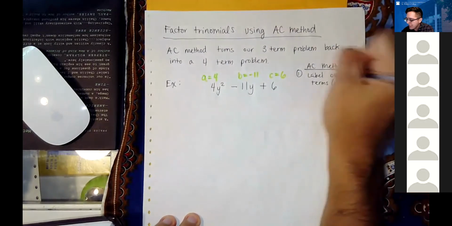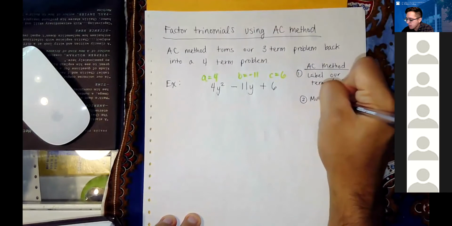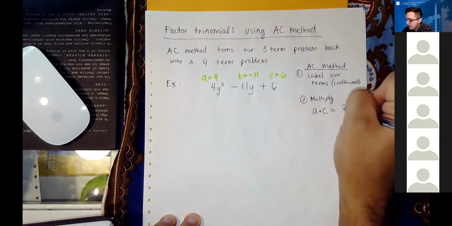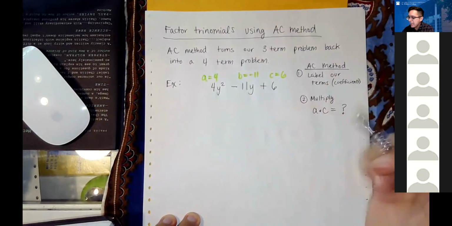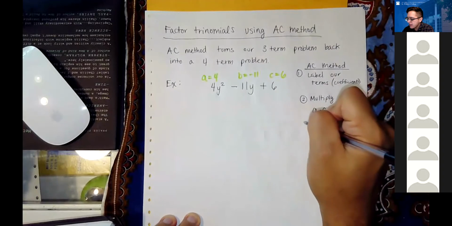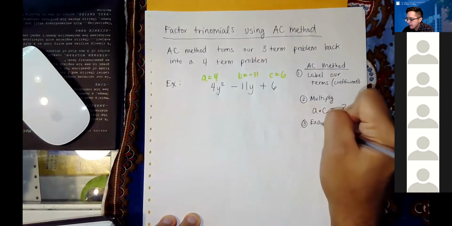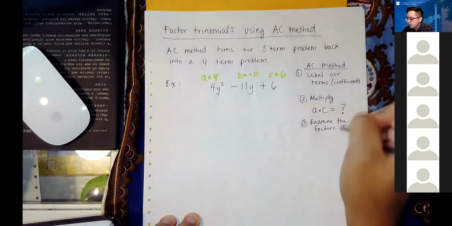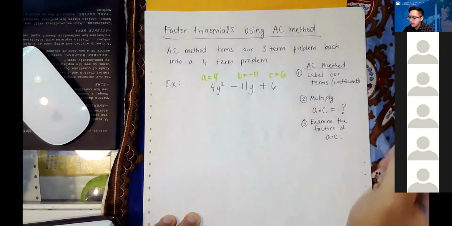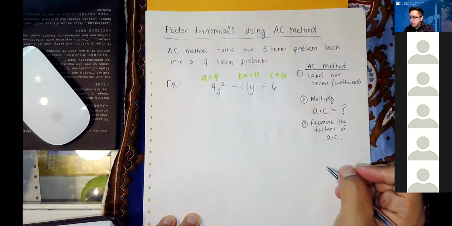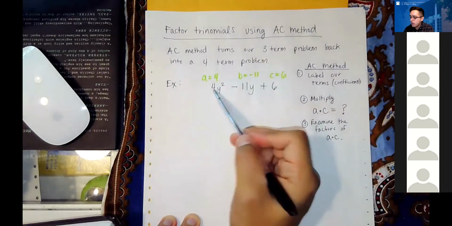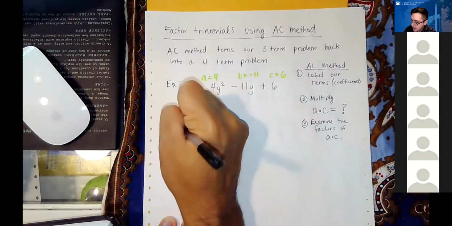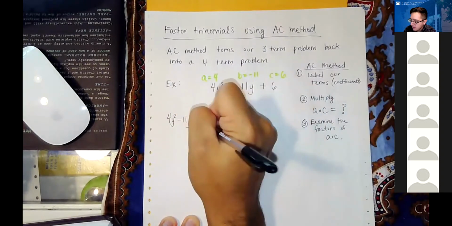The reason why this is called the AC method is because we're going to multiply A times C, and then we're going to examine the factors of that. So in this case, we have 4 times 6. So let me go ahead and write this problem over here. We have 4y squared minus 11y plus 6.